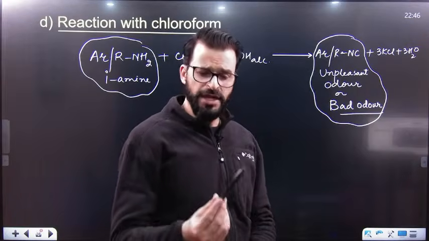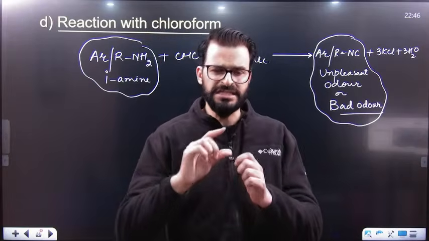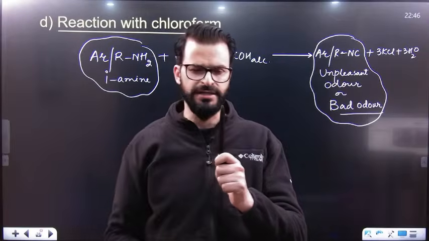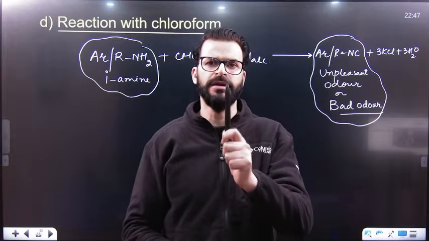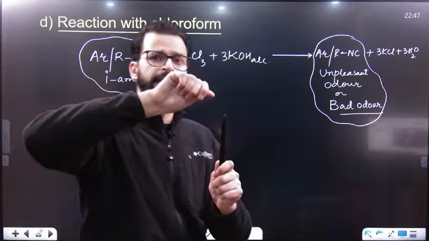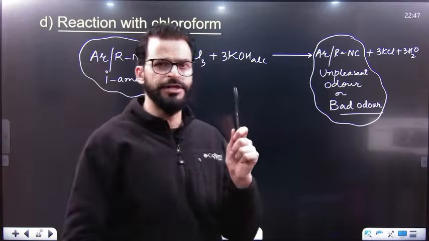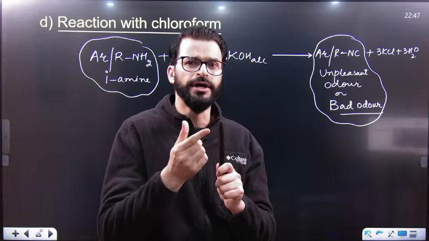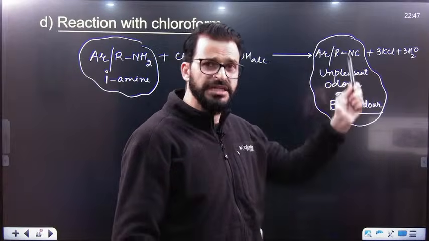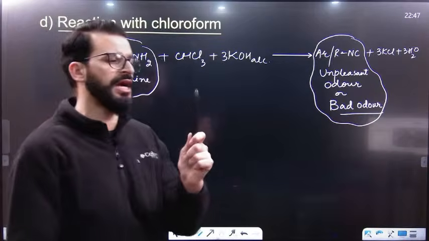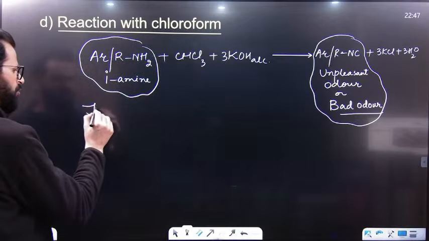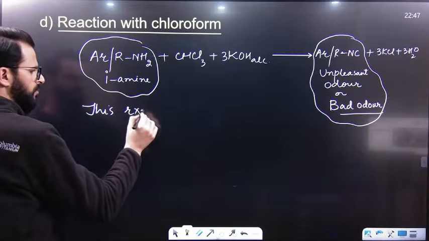That means if we want to simply distinguish primary amine, secondary amine and tertiary amine, or distinguish primary amine from the rest of the amines. Suppose in this test tube we don't know whether it is primary, secondary or tertiary amine. If we perform this reaction, that means if we add chloroform and KOH to this amine, and a bad or unpleasant odor is there, that means this has been formed. If this has been formed, our starting material, the amine in the test tube, will be a primary amine. So this reaction can be used.